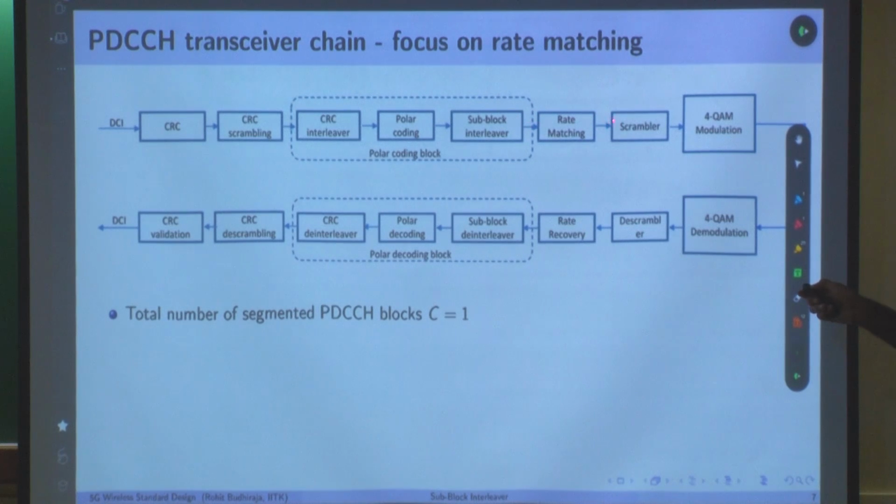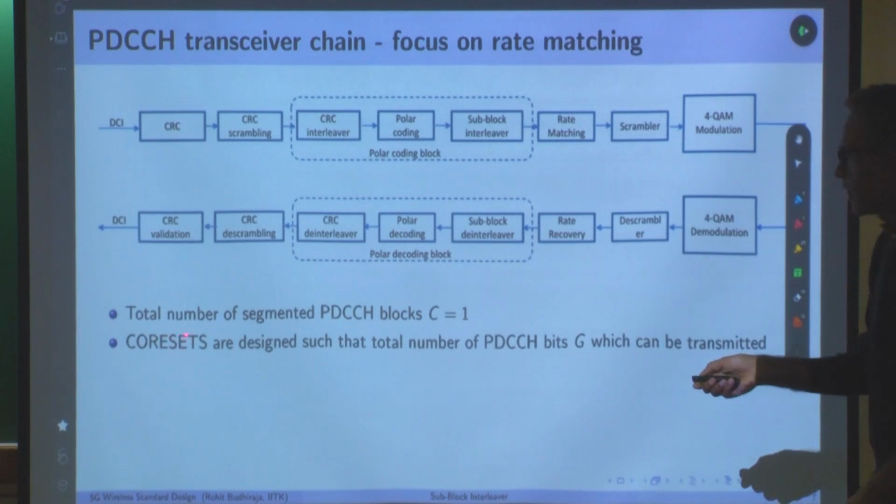rate which is demanded by the user, and there are certain subtle differences between this rate matching and the PDCCH rate matching. We'll see that, and as a part of that we'll understand a few other key ideas also. Now if you recall, how many segmented PDCCH blocks are there in this case? There is only one block, right. That is what we saw, that C will always be 1 for the PDCCH chain.